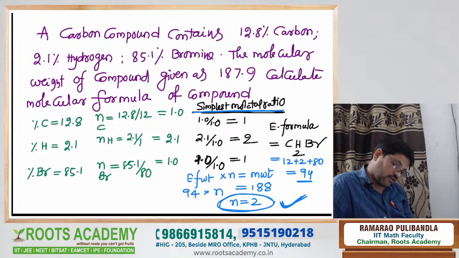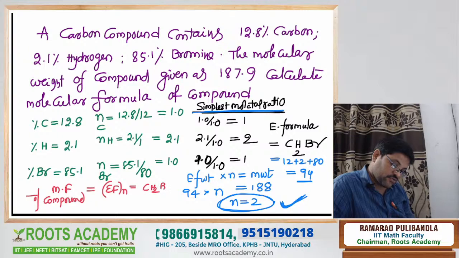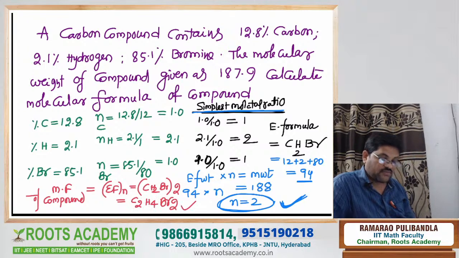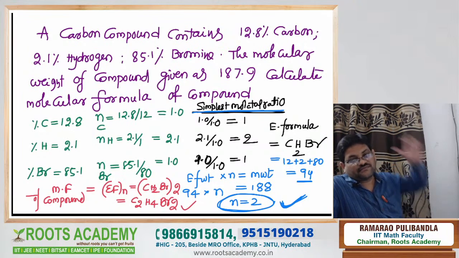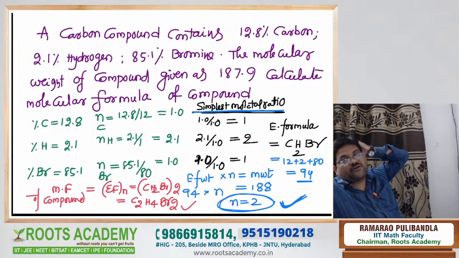Now regarding the molecular formula, write down. Therefore, the molecular formula of the compound is equal to the empirical formula whole N, that equals CH2Br whole twice. That equals what you get? C2H4Br2. What is the molecular formula? C2H4Br2. Any doubt you have? So that is the molecular formula of the compound.